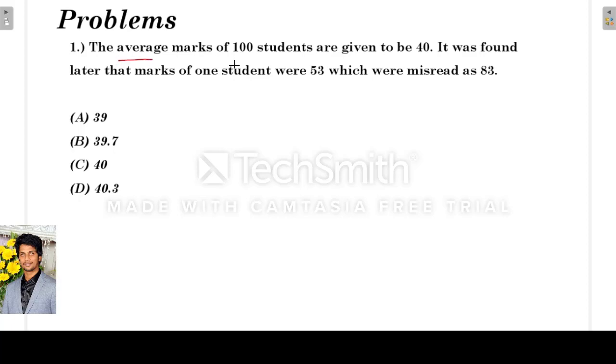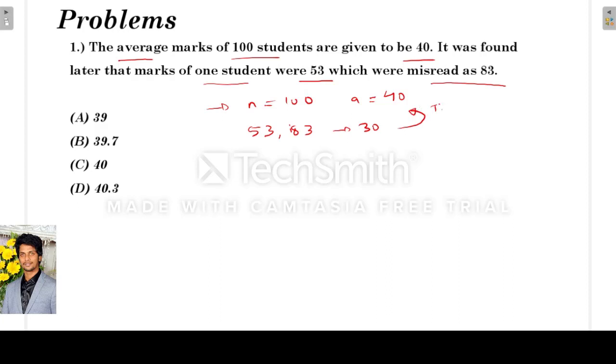The average marks of 100 students were given to be 40, and it was found that the marks of one student were 53, which were misread as 83. So it is telling that there were 100 students and the average of 100 students is 40, and also that one student's marks were actually 53 but were misread as 83. So it means 30 marks extra were added to the sum of total marks of all students. So we have to remove that 30 marks and find out the average.